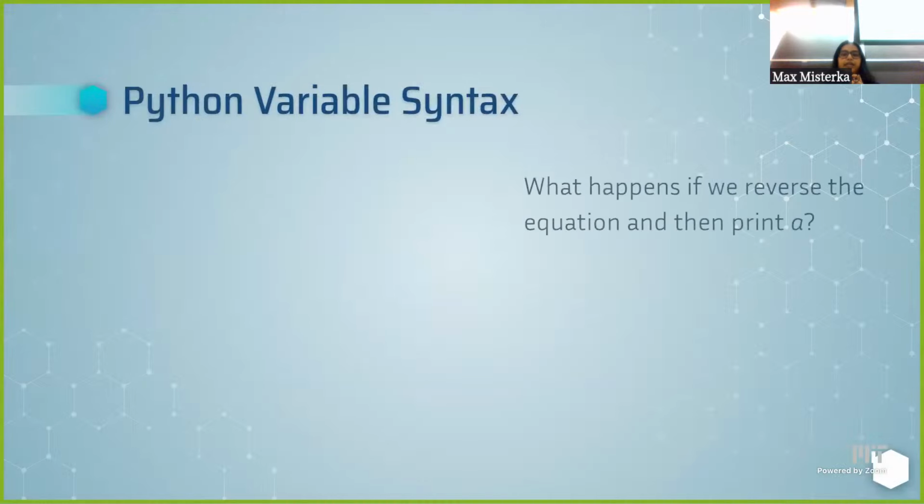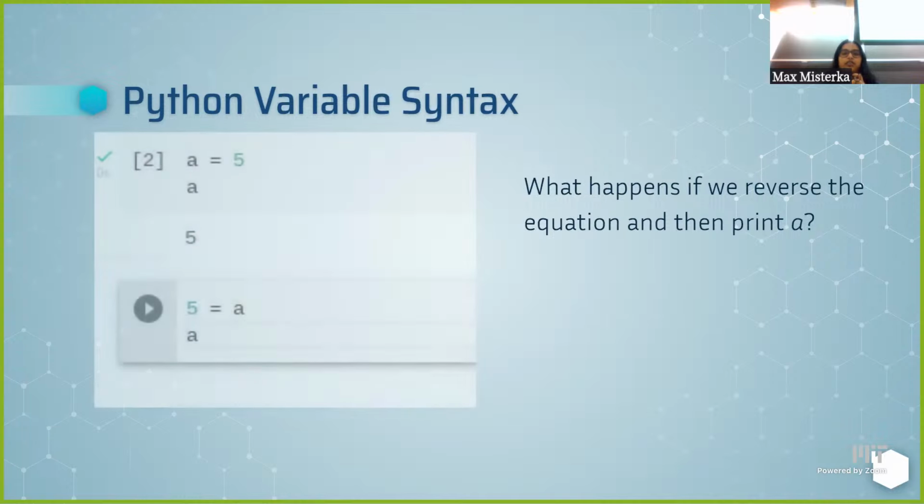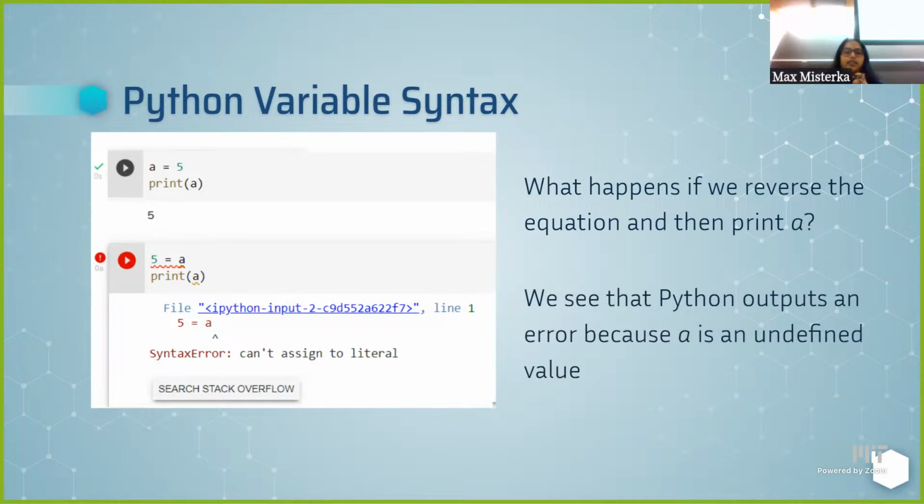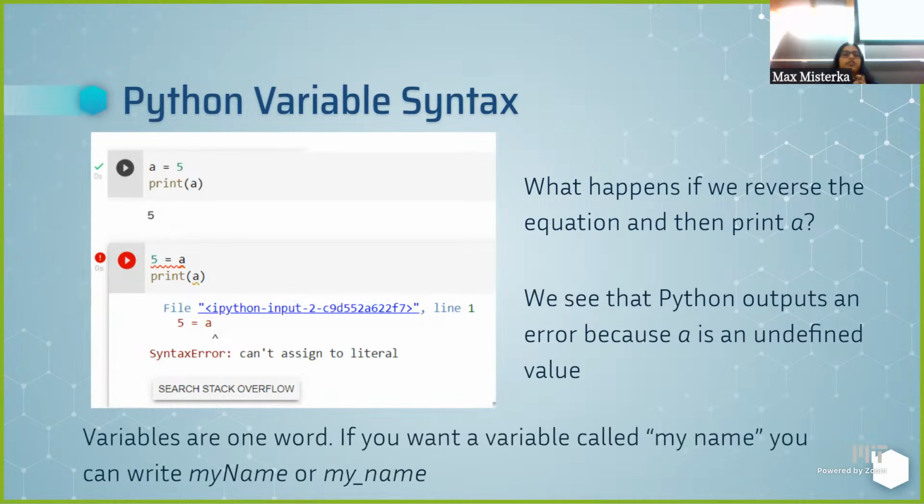However, if we wanted to reverse the equation and then print a, so if we have 5 equals a, and then we print a, we see that there is an error because a is an undefined value. So in general, variables are one word. And if you want a variable called my name, you could write it as myName with a capital N, or my_name.